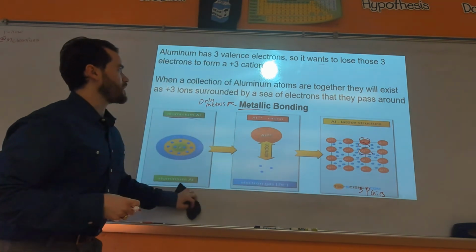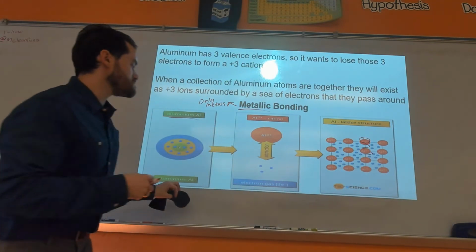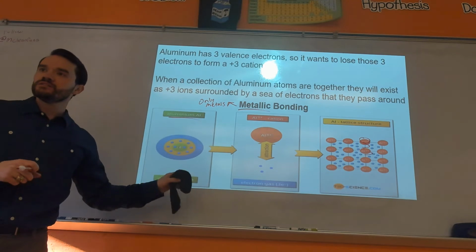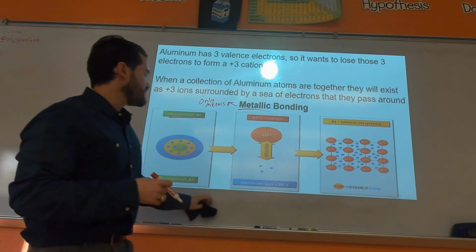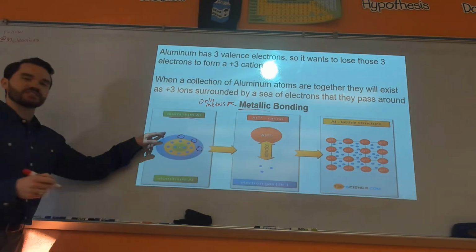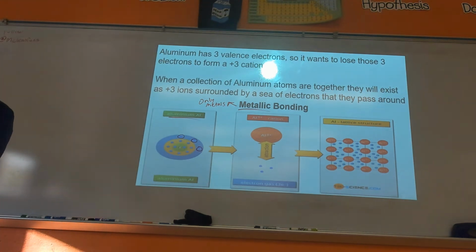there's this problem that arises, because I said that atoms are the most stable when what happens? They get a full cloud of electrons. Yeah, a full cloud of electrons. Well, aluminum has 3 valence electrons. So if you have a bunch of aluminum atoms trying to bond together, none of them wants electrons.